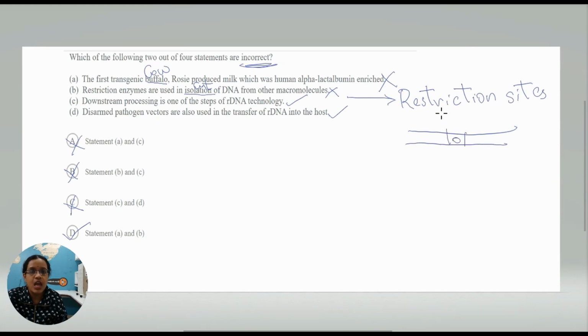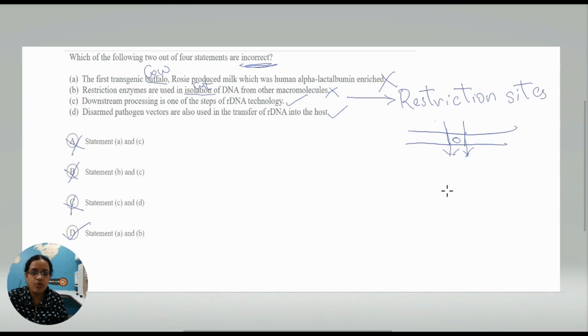your interest. Now, these are the restriction sites. Your restriction enzyme will act on these sites and create a nick on both sides, and you will get your gene of interest. And this can be further used in DNA cloning experiments or even in transgenics, right?